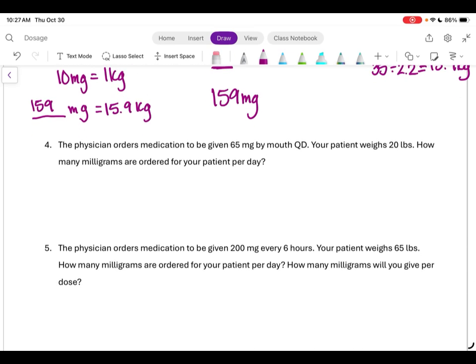Number 4, the physician orders medication to be given 65 milligrams by mouth every day. Your patient weighs 20 pounds. How many milligrams are ordered for your patient per day? 65. There's no math here. It's a trick question, right? I gave you a weight to make you think that you're going to have to convert something, but your order is just 65 milligrams by mouth every day. There's nothing that says it's per kilogram or per whatever. So the answer is just in the question, it's 65.